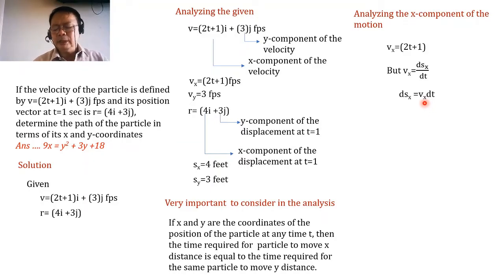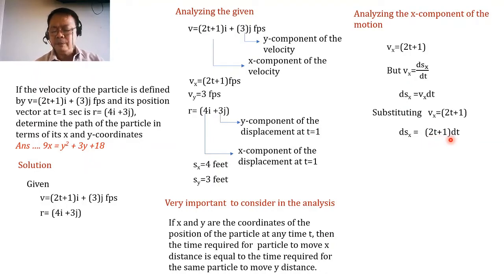So that if this v sub x, which is given to be 2t plus 1, will be substituted here, then our equation becomes ds sub x equal to 2t plus 1 multiplied by dt. And so kung mapapansin natin dito, meron tayo ngayong tinatawag na differential equation which can be solved if we will be integrating both sides.